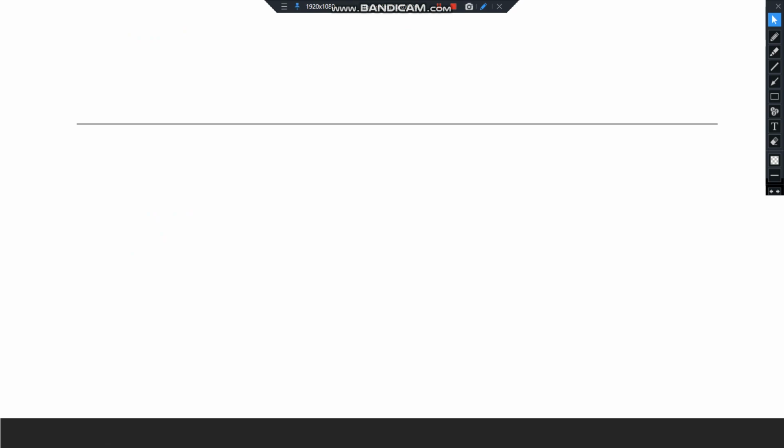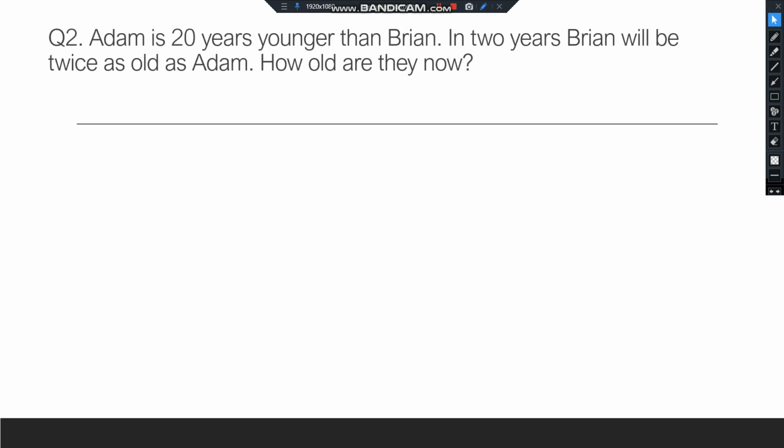Now look at question number 2 of section B. Adam is 20 years younger than Brian. In 2 years, Brian will be twice as old as Adam. So first the relation is given that Adam is 20 years younger than Brian. So let Brian's age be x, then Adam's age will be 20 years less than x, that is x minus 20.